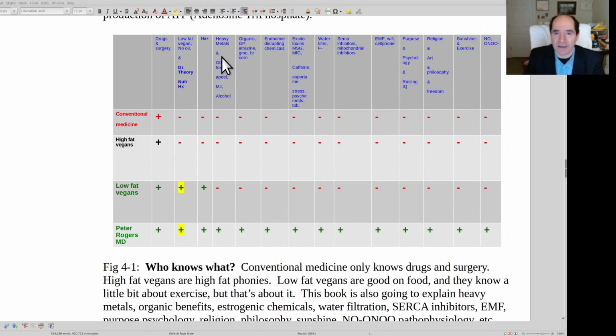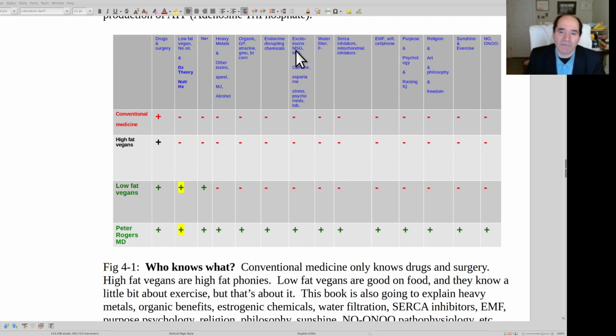The benefits of organic, all these endocrine disrupting chemicals, okay, all the issues with excitotoxins, including caffeine. Caffeine is not a health food. Coffee and tea are not health foods, okay, that's important to know. Aspartame's a toxin, it's not a health food. And then about stress and psychology, that's relevant because your stress level elevates your cortisol and immune suppresses you. You need your immune system working well to prevent infections and to help prevent cancer. Okay, water filtration, we'll get into that.